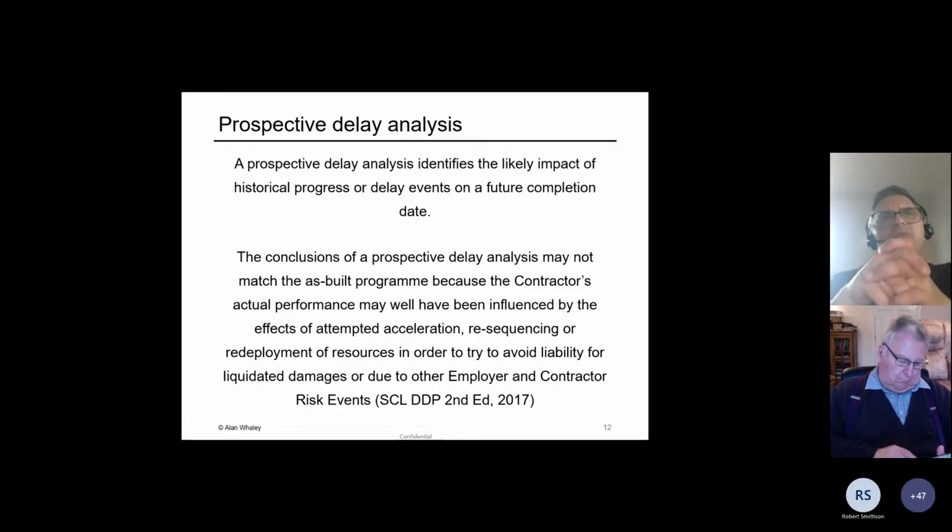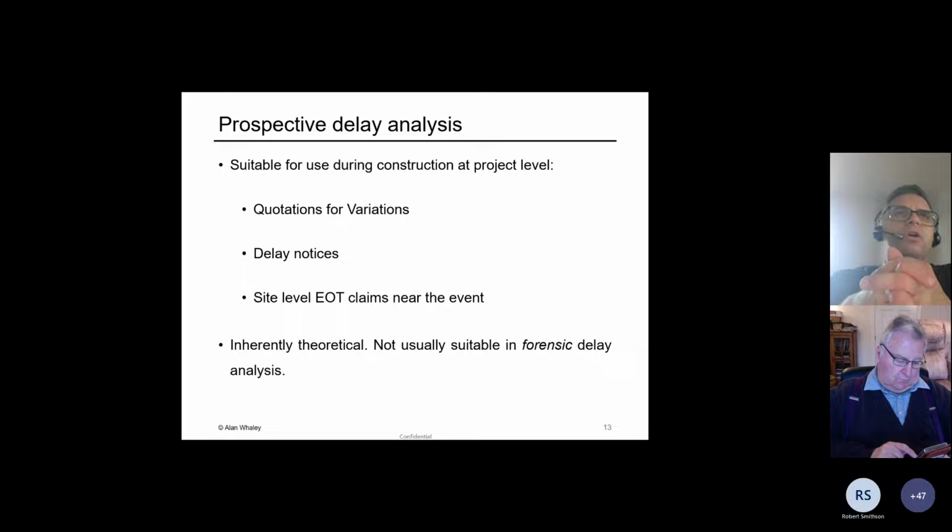So in a prospective delay analysis, we don't care about all of that stuff at the bottom of that slide there. We don't really care if the contractor resequenced the work or didn't, because what we're producing is something that forecasts a possible situation that might happen in the future. So we have to be really careful with prospective delay analyses if we're looking in the forensic delay analysis context, because prospective delay analyses are a tool for a job. We are going to use a prospective delay analysis if we need to, and the situations where we might need to are for things like quotations.